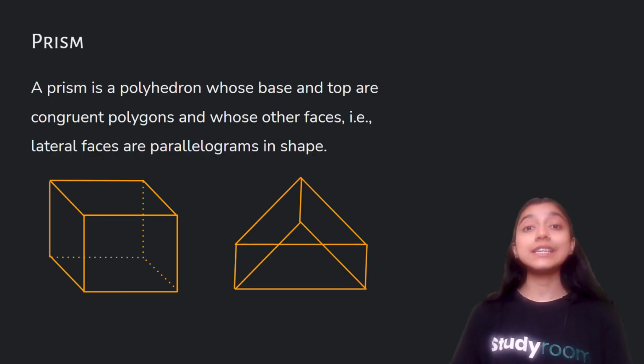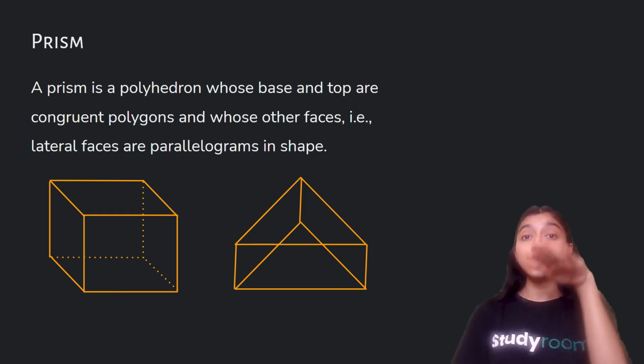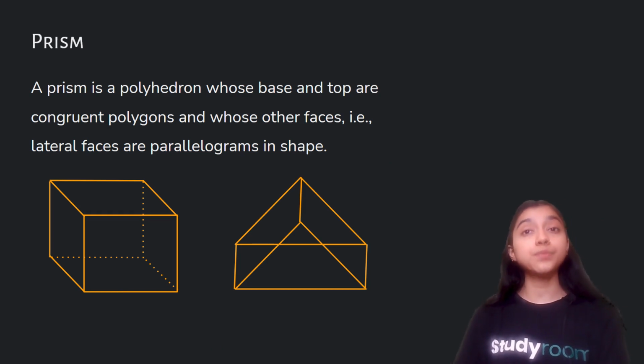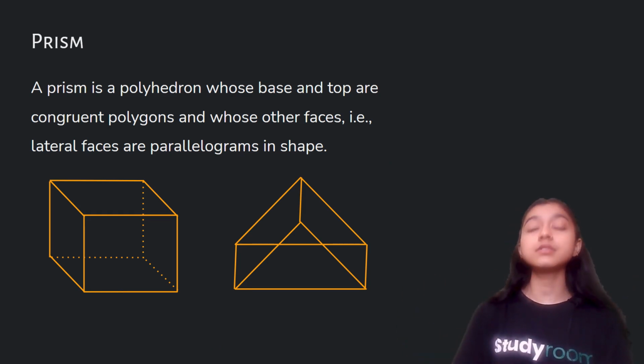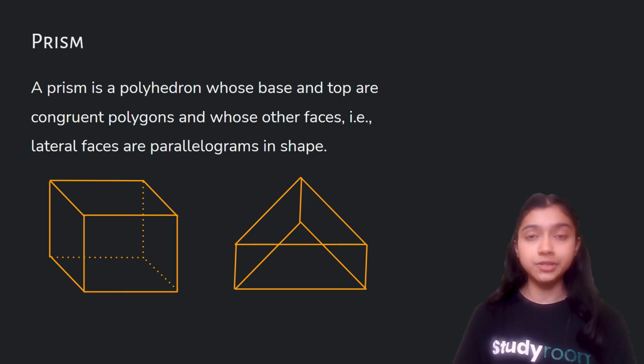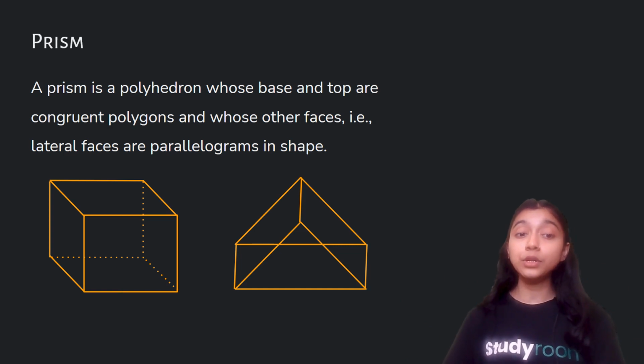The first on the list is prism. A prism is a polyhedron whose base and top is made up of congruent polygons, and the other faces, that means the lateral or the side faces, are made up of parallelograms. Let me give you an example of a prism. A cube is an example of a prism.